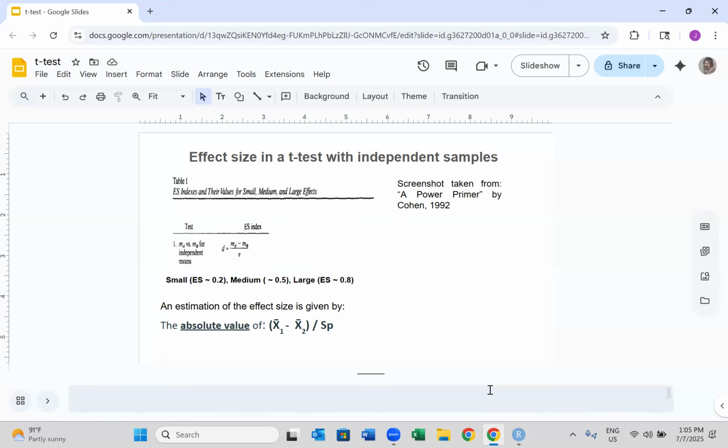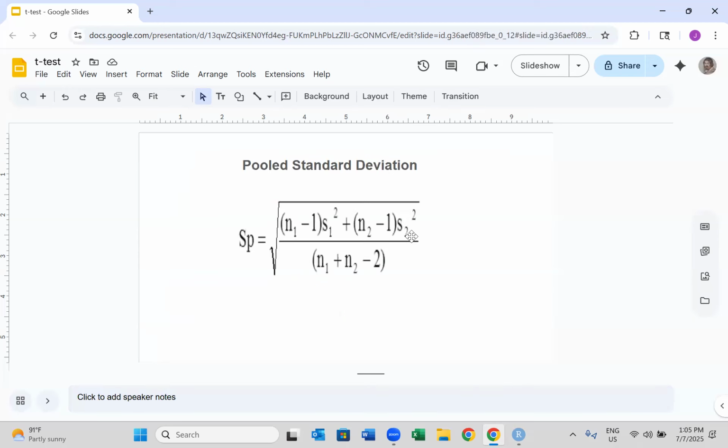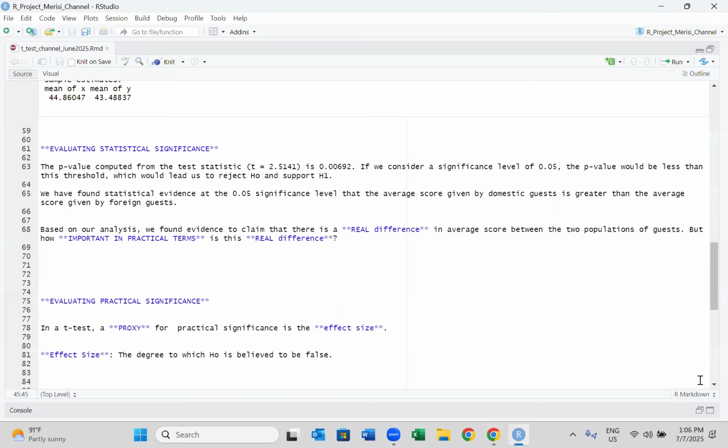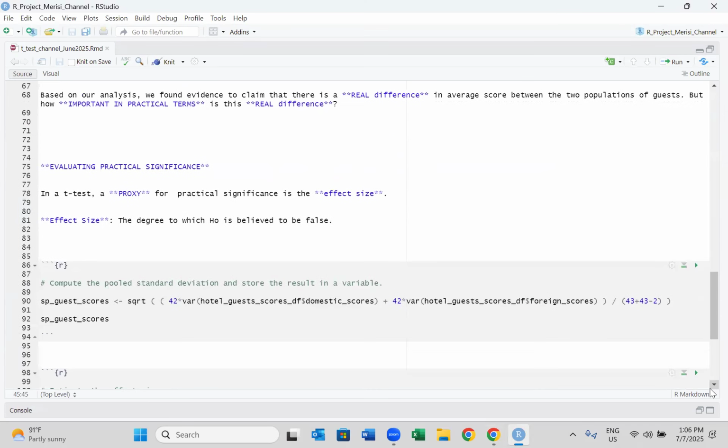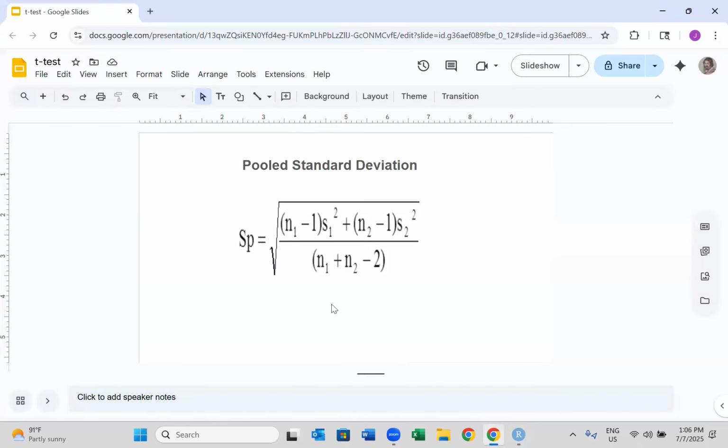All right, knowing that, let me show you how to compute the effect size in R. I'm going to start by computing the pooled standard deviation. So take a look at that formula, and I'm going to create an expression in R to compute that quantity. Here it is. I just used the formula that I showed you. In that expression, I'm just applying that specific formula.